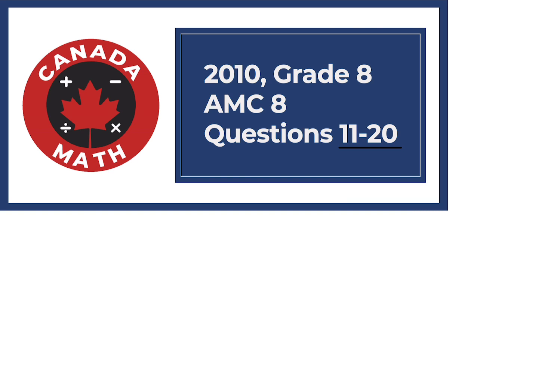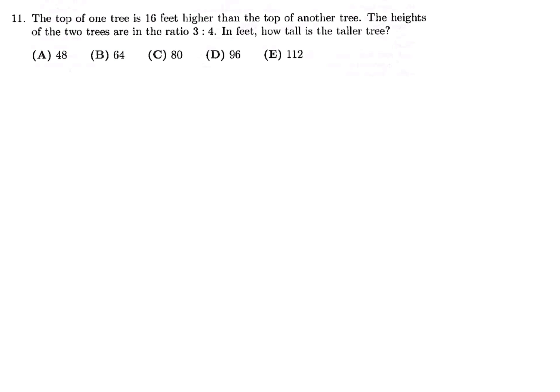Questions 11 through 20 on the 2010 Grade 8 AMC 8. The top of one tree is 16 feet higher than the top of another tree. The heights of the two trees are in the ratio 3 to 4. In feet, how tall is the taller tree?